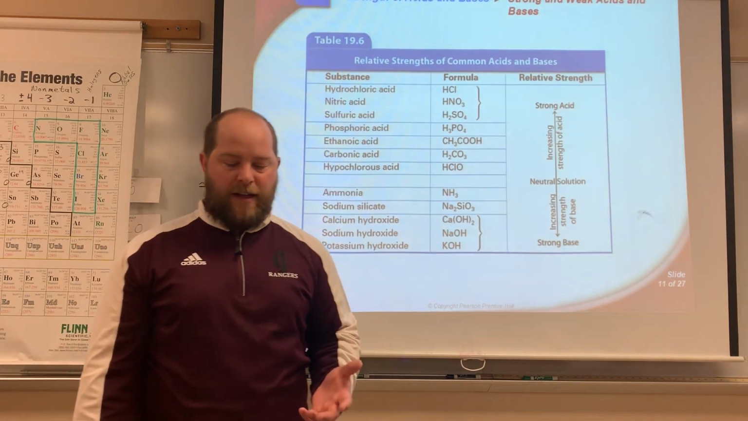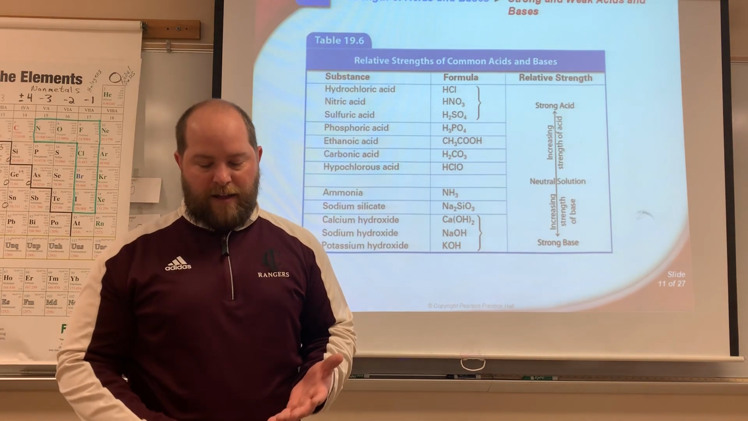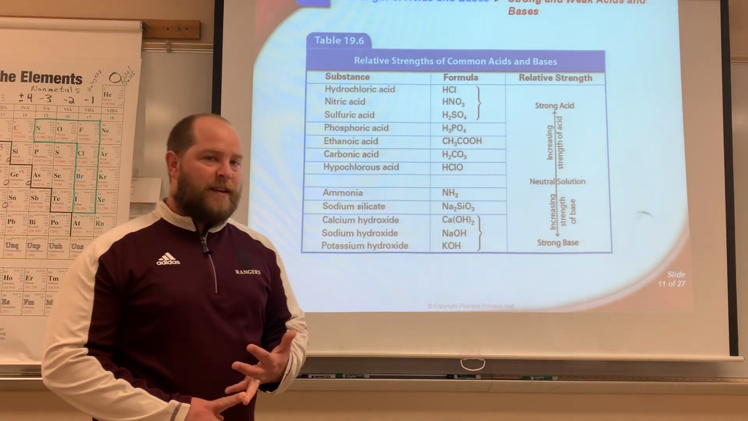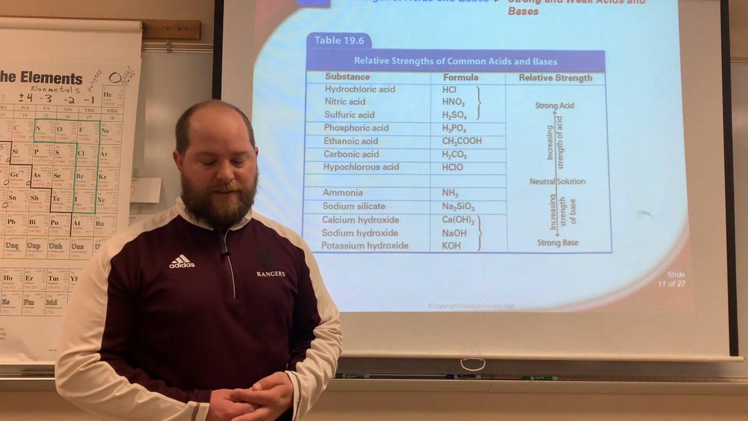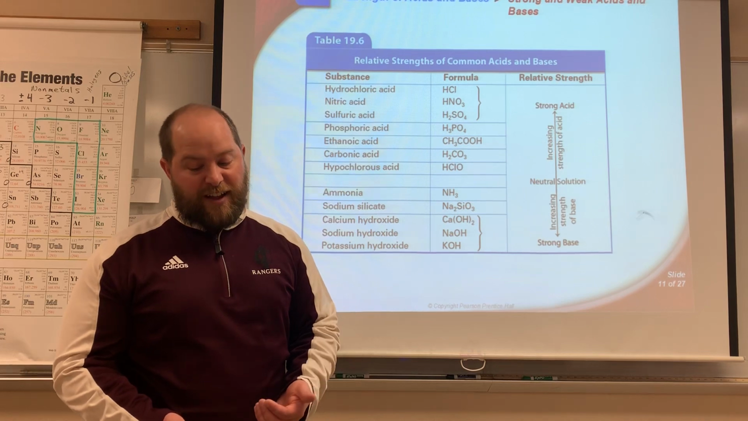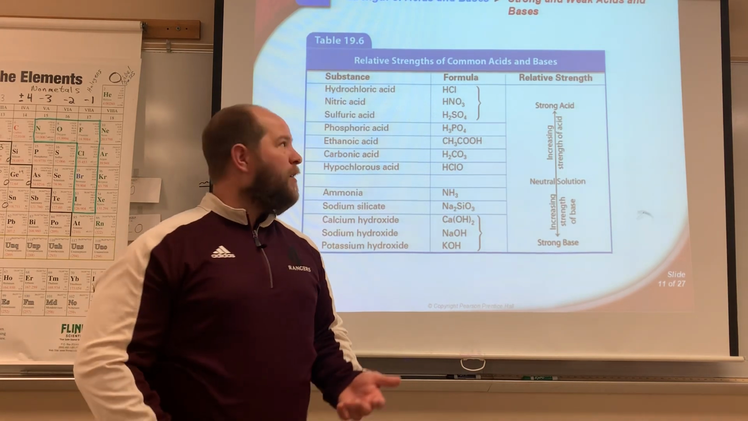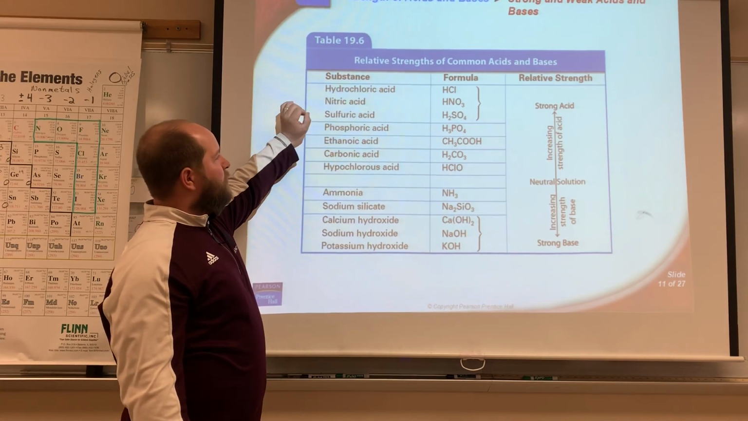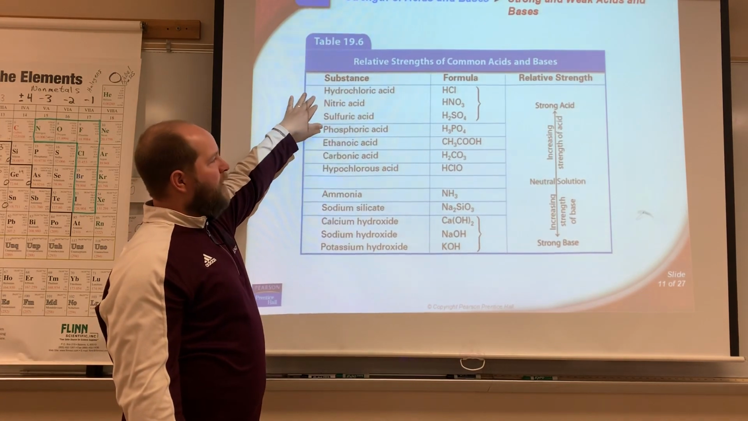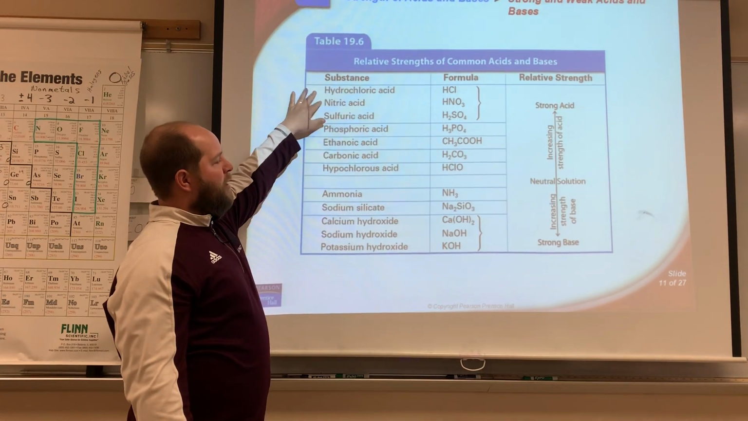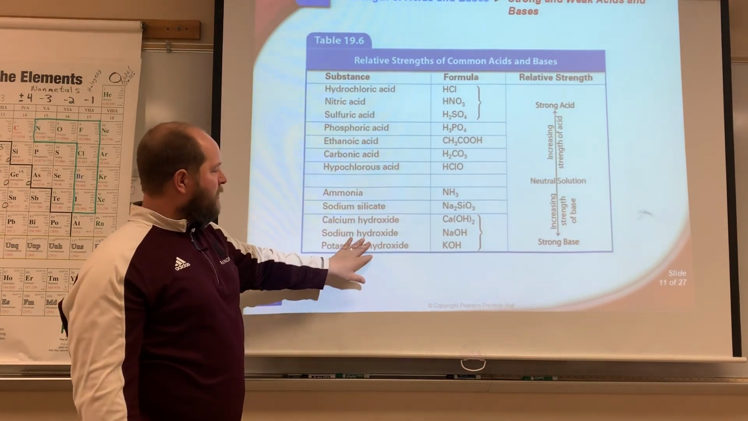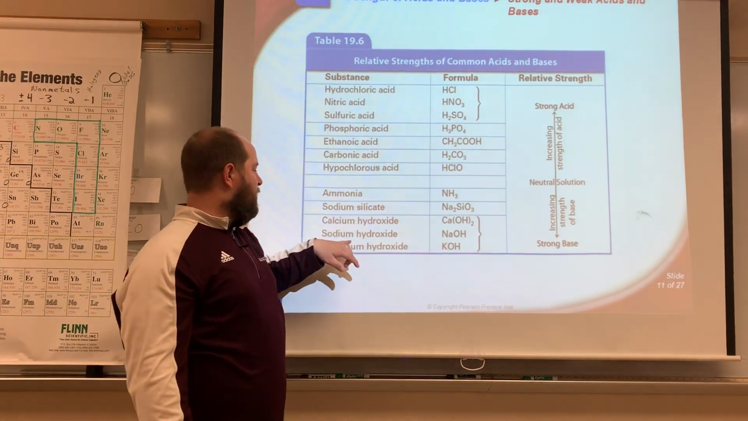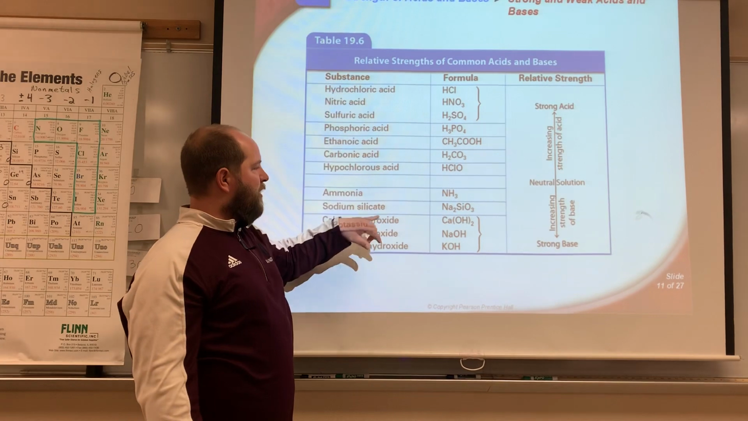This table will be very helpful for you. In my chemistry class, I had to memorize the strong acids and the strong bases. This is a very good table for you to look at because there will be some multiple choice questions. What would be considered a strong acid? What would be considered a strong base? Here are your typical strong acids: hydrochloric acid, nitric acid, sulfuric acid. Down here, these will be your strong bases: your potassium hydroxide, your sodium hydroxide, your calcium hydroxide.